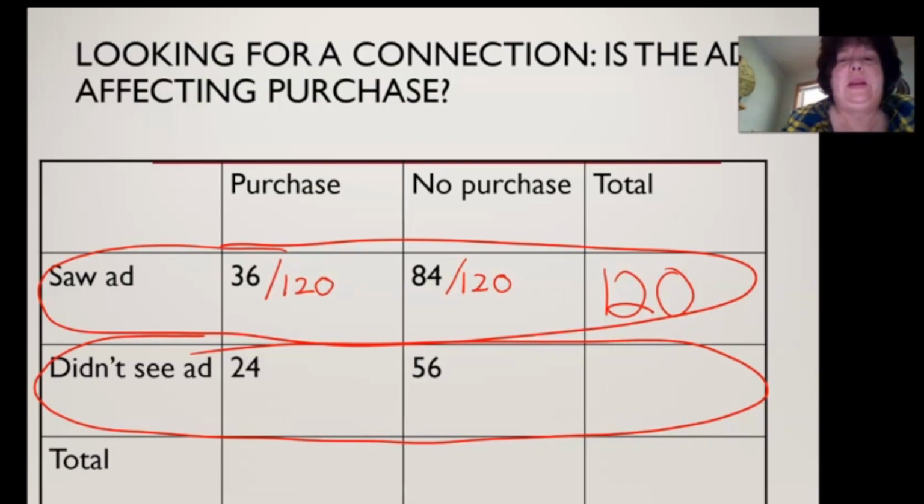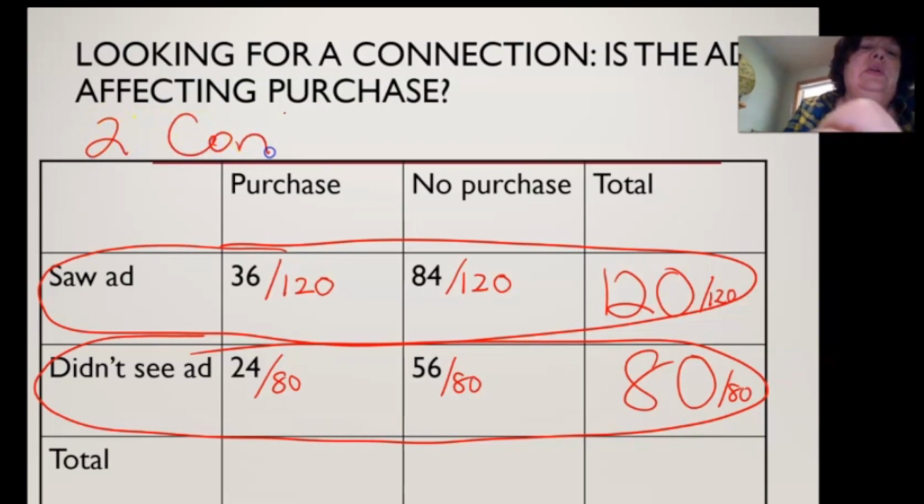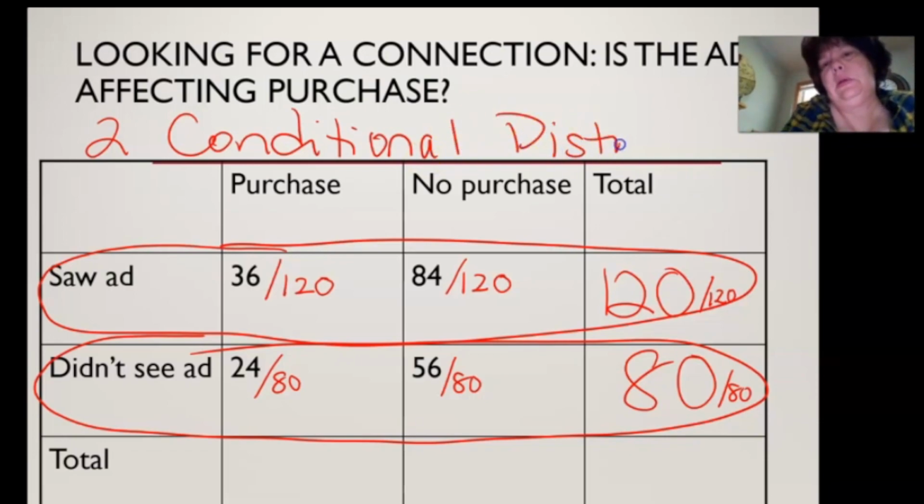The grand total won't be 1 anymore. The total for the row will be 1, right? 120 over 120 is 1. And then you'll get 24 over, this is 80. 56 over 80, and 80 over 80. And that's another distribution on its own. We call those conditional distributions. So we have 2 conditional distributions.